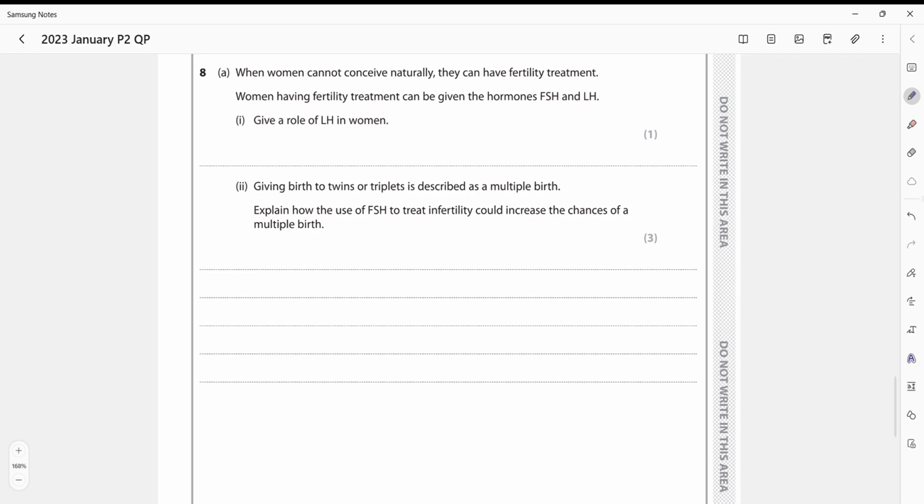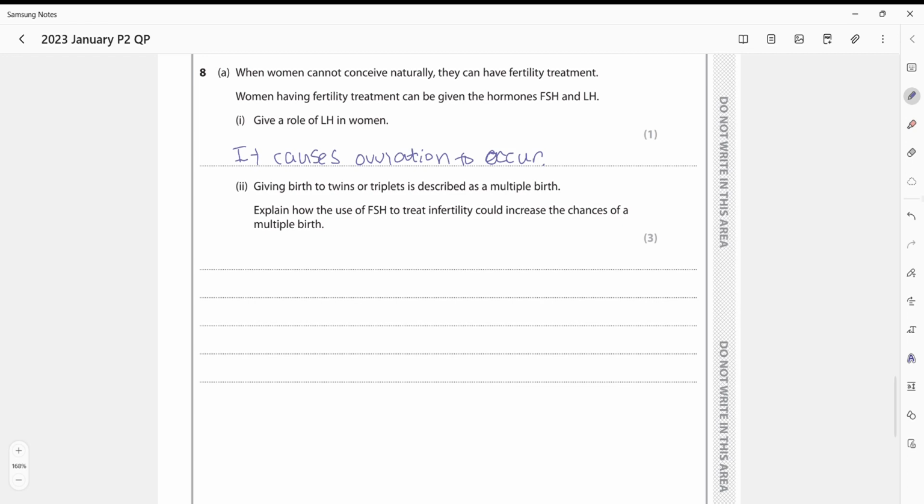Women having fertility treatment can be given the hormone FSH and LH. Give a role of LH in women. So the hormone LH stands for luteinizing hormone, and that is the hormone that is responsible for triggering ovulation. So it causes ovulation to occur.